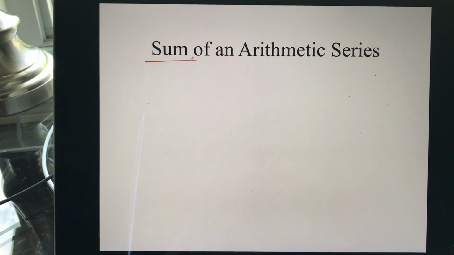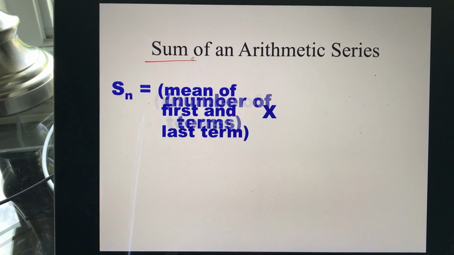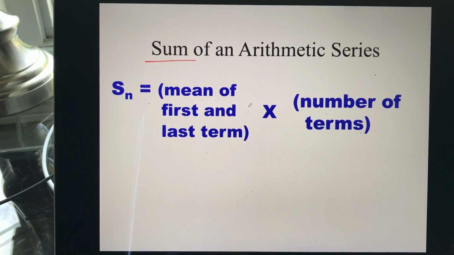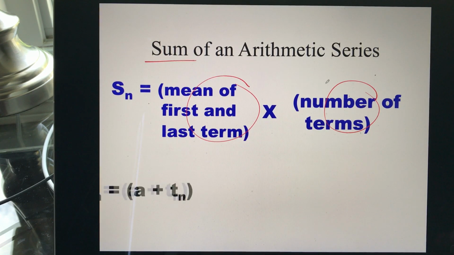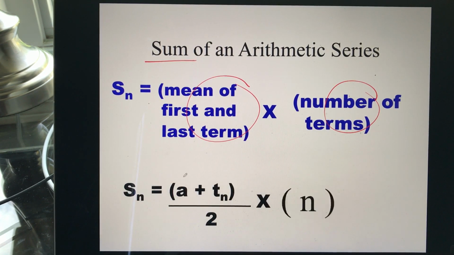So this is going to be our formula for the sum of an arithmetic series. Really, it's the mean of the first and last term times the number of terms. That's our general structure. So the first term is A. The last term is going to be, we don't know what it is, so t subscript n, divided by 2, times the number of terms.